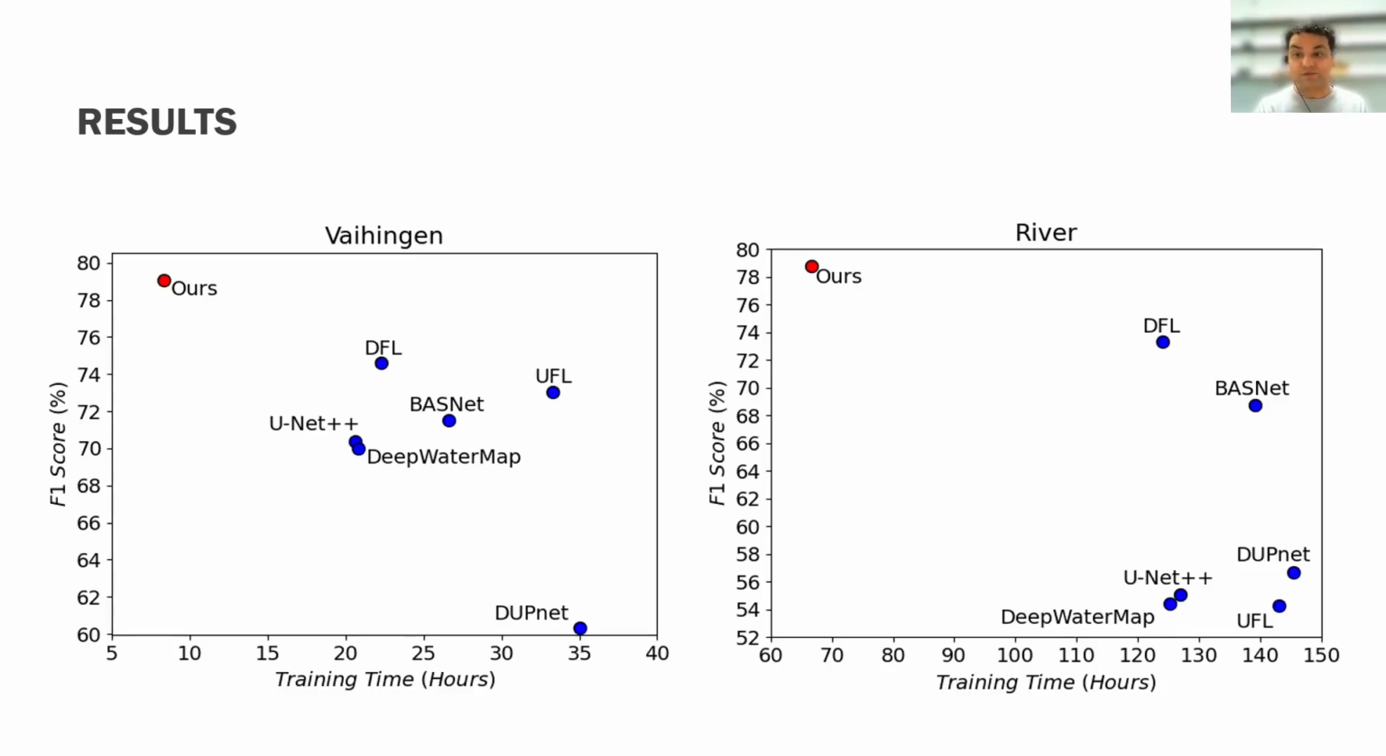The same thing for the river dataset. We got 78-79% of F1 score and taking only 60-70 hours to train the model. But most of the best baselines that we got here, they got around 70-75% of F1 score, but more than 100 hours of training time. So our method can actually outperform the baselines not only in F1 score, but also in the speed of the training time.